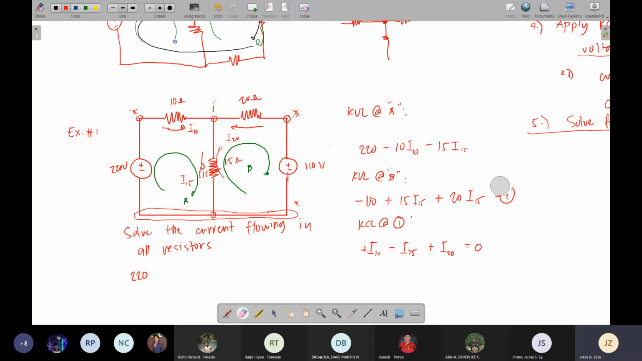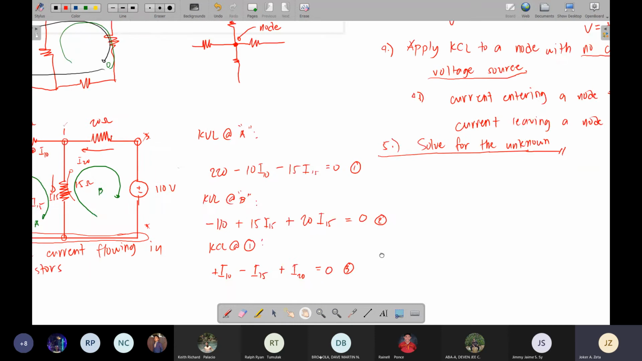Summation of voltages equal to 0. Equation 1. Summation of voltages also here equal to 0. Equation 2. Now, lastly, ito ang KCL. Okay, equal to 0. That is equation number 3. So, we now have 3 unknowns, 3 equations. So, pwede na nato ma-solve ang atong unknown. Okay? So, moabot na ta sa step number 5.